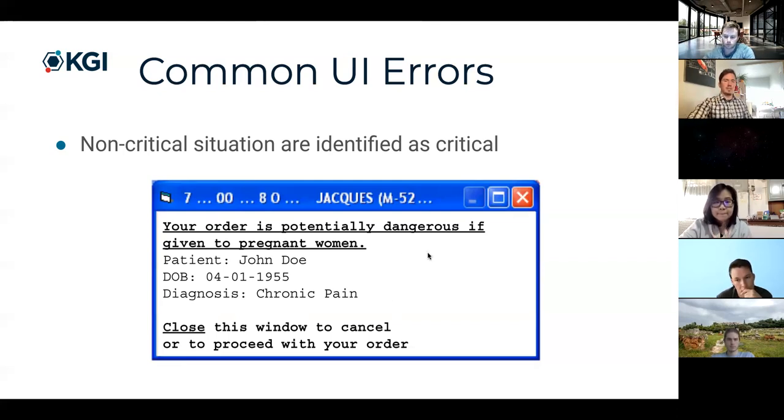And every time that someone wanted to order this drug through the electronic system, it would give them an alert saying your order is potentially dangerous if given to pregnant women. In this case, the patient is John Doe. So why do I need to know that? John Doe is not pregnant, right? There's no way that John Doe is going to be pregnant. So the system needs to be a little bit smarter. You don't want to give people too many errors when the errors are not applicable. You know what I mean?